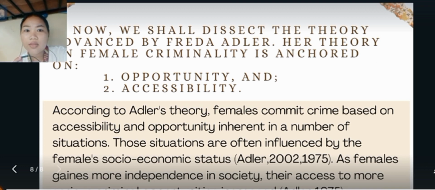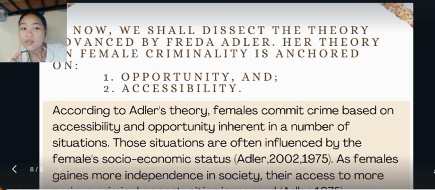Now, we shall dissect the theory advanced by Freda Adler. Her theory on female criminality is anchored on opportunity and accessibility. According to Adler's theory, females commit crime based on accessibility and opportunity, inherent in a number of situations. Those situations are often influenced by the female socioeconomic status.